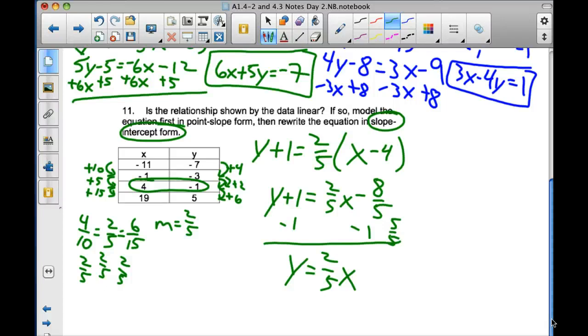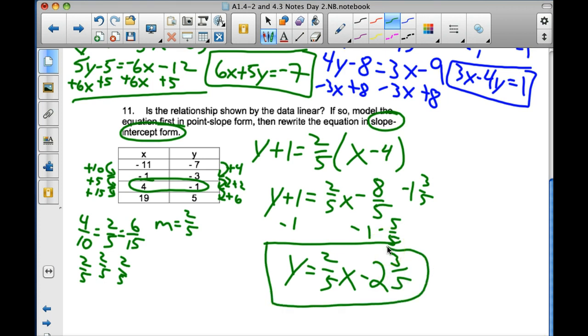Does everybody agree that subtracting 1 is like subtracting 5/5? Yes. Or you could change it into a mixed number. Or you could make it negative 1 and 3/5, sort of in your mind. So would it be negative 2 and 3/5? Yes. I found that it was easier with the negative 1 and negative 3/5.